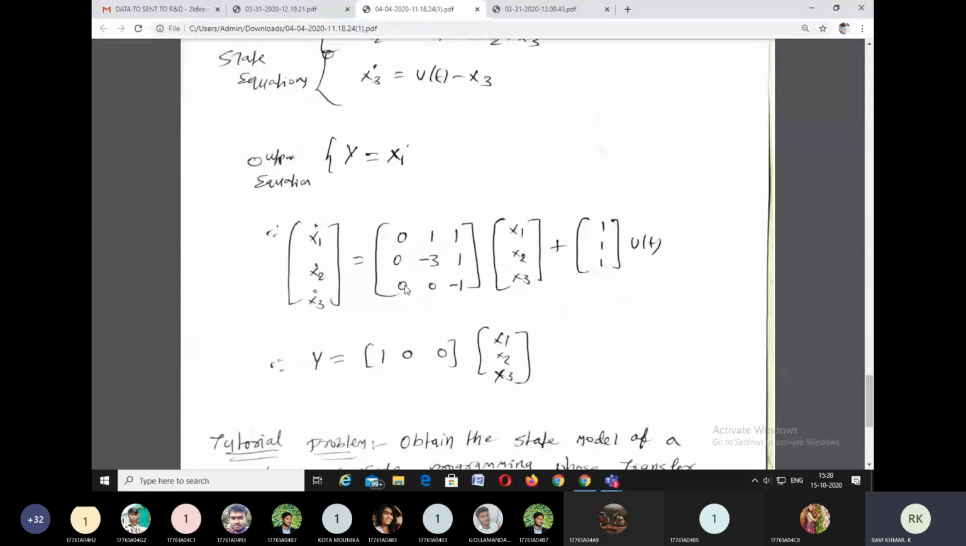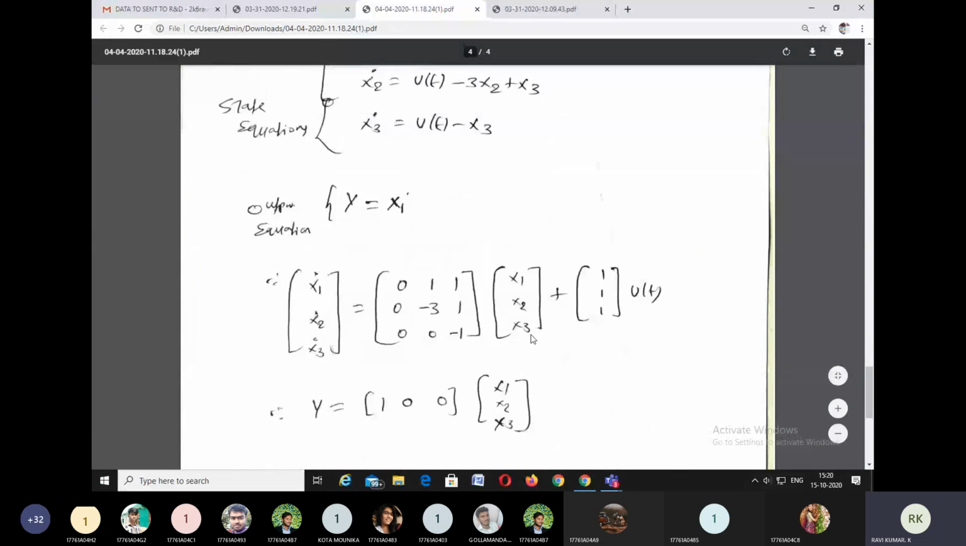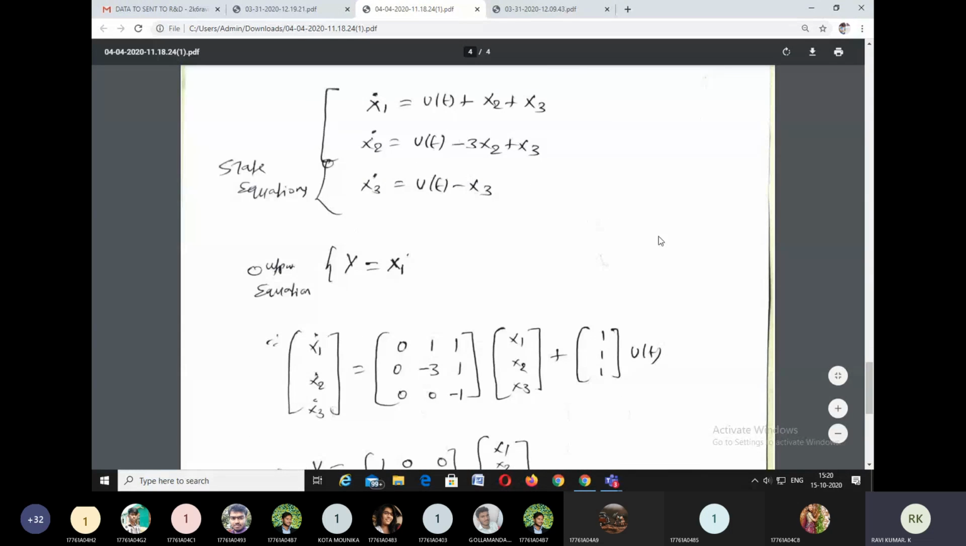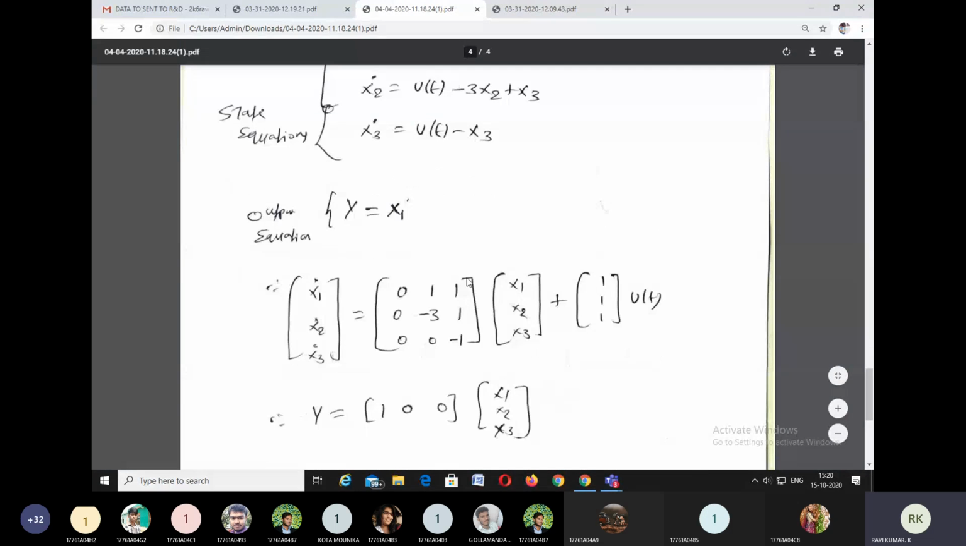So from this equation we are writing the state space model. u of t is there, so that's the 3, and x2, x3 are there, so these 2, and here x2, x3 are there, minus 3, minus 1, and here only x3 is there. That's why it is only minus 1 here. The remaining are all zeros. And y is also only x1, that's why the remaining terms are zeros here. So this is another method, called the cascade programming method.